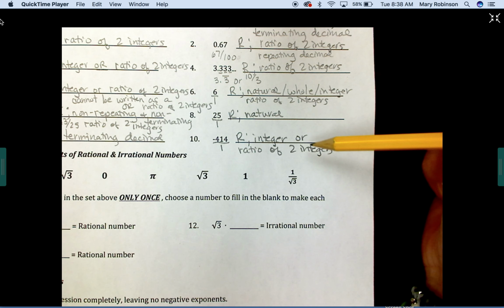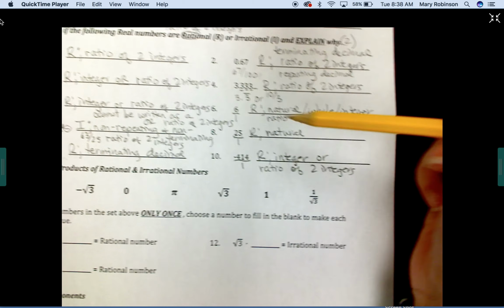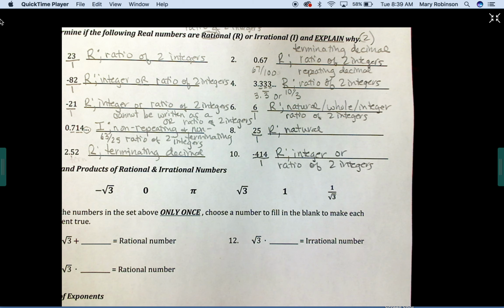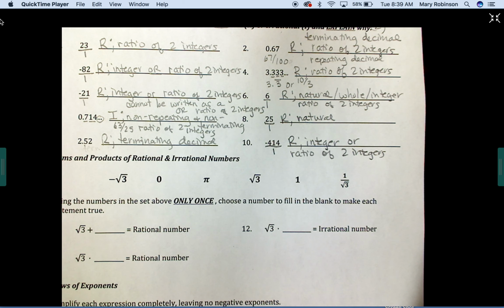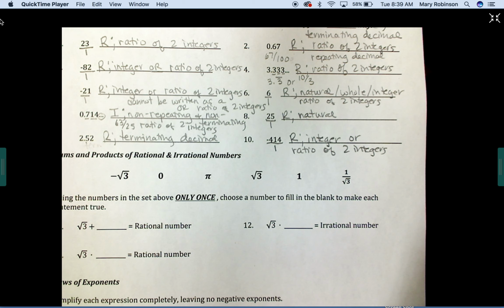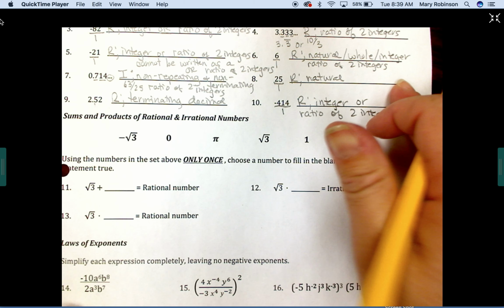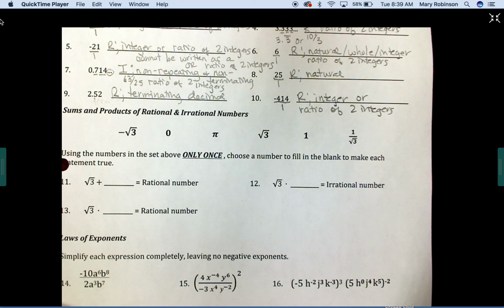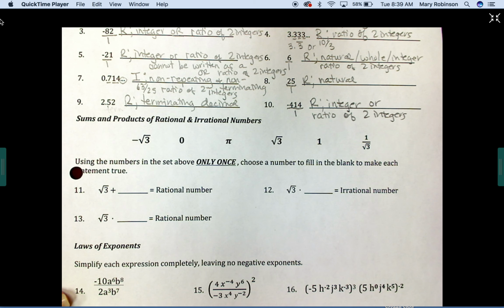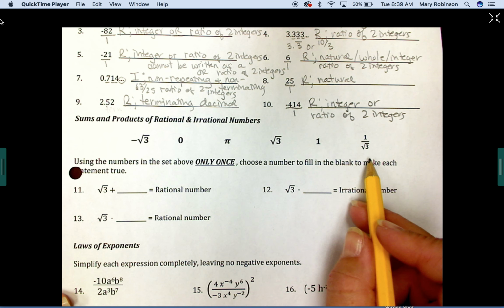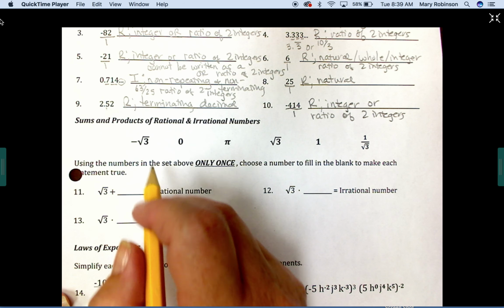So basically, again, it can be written as a ratio of two integers, or it cannot be written as a ratio of two integers, if you want to make it real simple and just give one of those responses. For the next section, this is on sum and product rules of rational and irrational numbers. The first thing I'm going to do is label each one of these with an R or I, based on if it is rational or irrational.